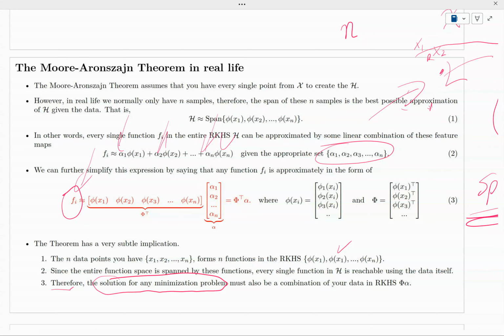Remember, when we are doing a minimization problem, we are finding the optimal function, right? So the optimum solution function is part of every function, right? If you have every function, the optimal one must be inside it. So the optimal solution must also be a combination and must also look like this. This is magical because it tells you that we already know what the optimal solution looks like, which makes life a lot easier in many instances.